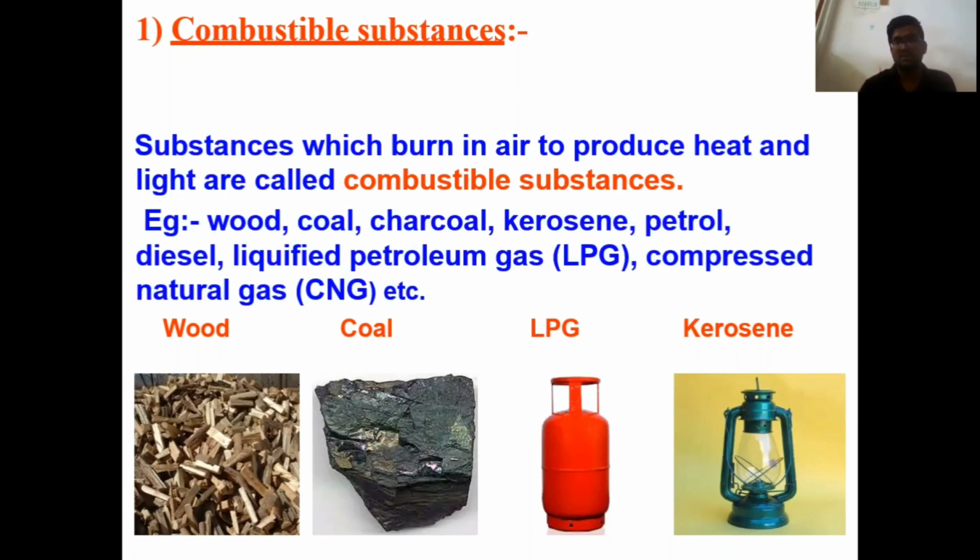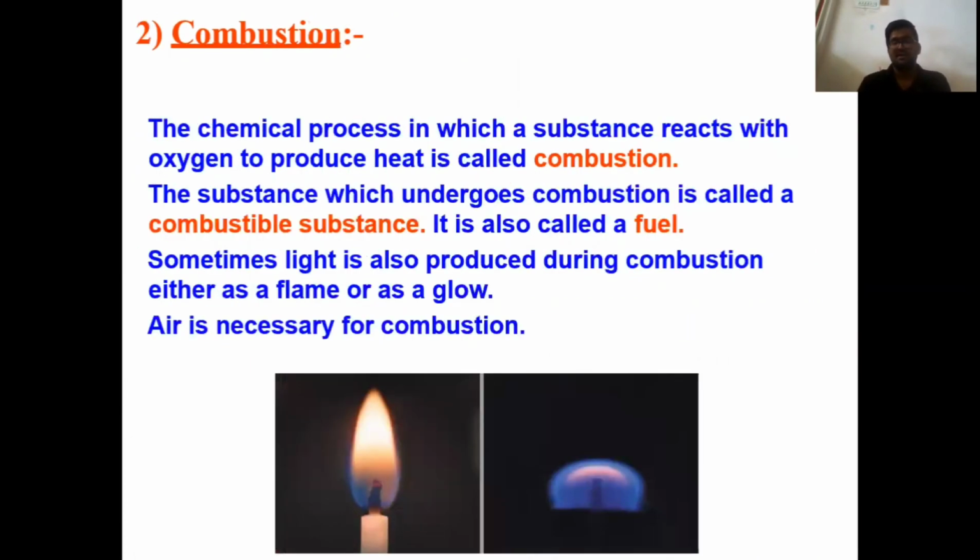Students, so what is combustion? The chemical process between any combustible substance and oxygen is known as combustion. So it is a chemical change. What is the exact definition? The chemical process in which a substance reacts with oxygen to produce heat. Here, it produces heat. So, what is the type of reaction? Yes, it is an exothermic reaction.